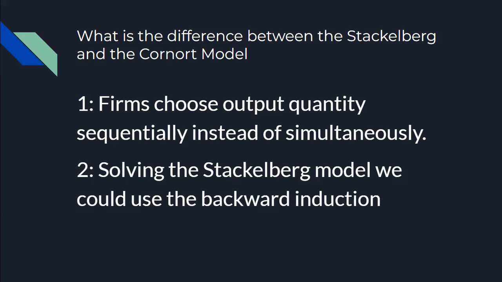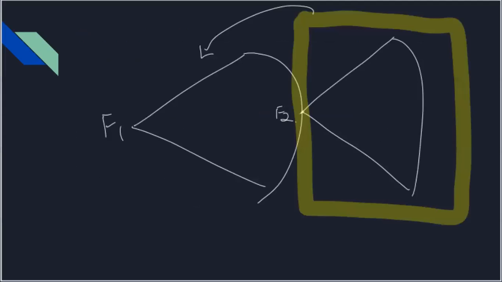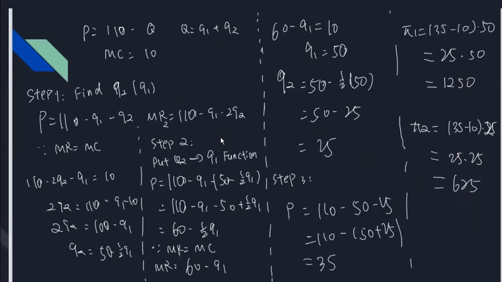Secondly, to solve the Stackelberg model, we can use backward induction, which means that there are two firms, firm 1 and firm 2. So we first find the firm 2 profit, price, and quantity. After we solve those numbers, we find the firm 1 price, quantity, and profit. I will give an example where the price equals 110 minus Q, Q equals Q1 plus Q2, and marginal cost equals 10.